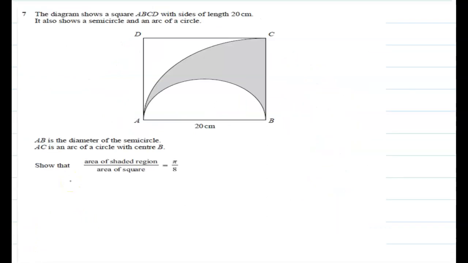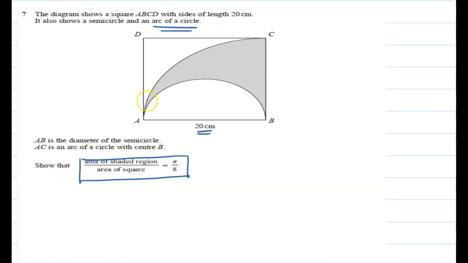This diagram shows a square ABCD of length 20 centimeters. So this is 20 centimeters. It also has a semicircle and an arc of a circle. AB is the diameter of the semicircle, AC is an arc of the circle with center B, and you need to show that the area of the shaded region divided by the area of the square is pi over 8.